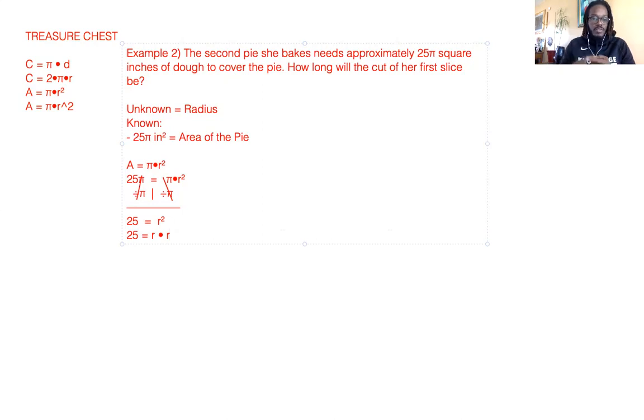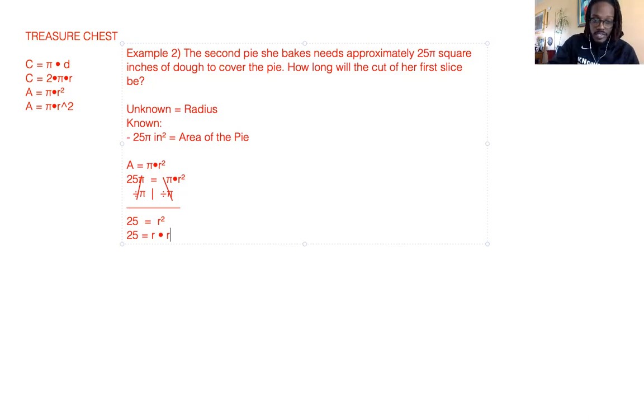Because the radius times the radius is the same as saying the radius squared. So the radius times the radius equals 25. Now, there are a few ways we can ask ourselves this, but basically the question we need to ask is: what number times itself is going to give me 25?